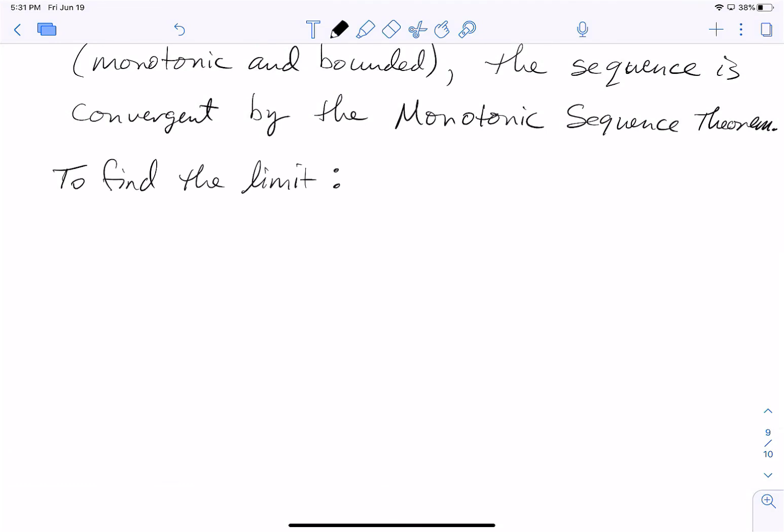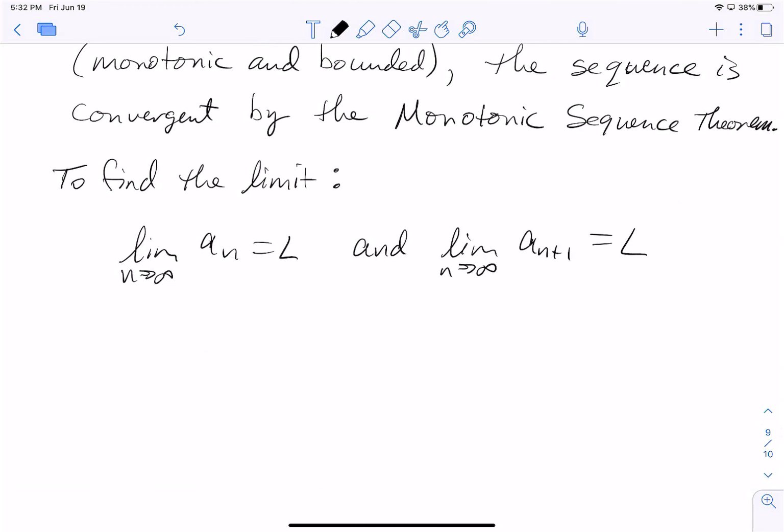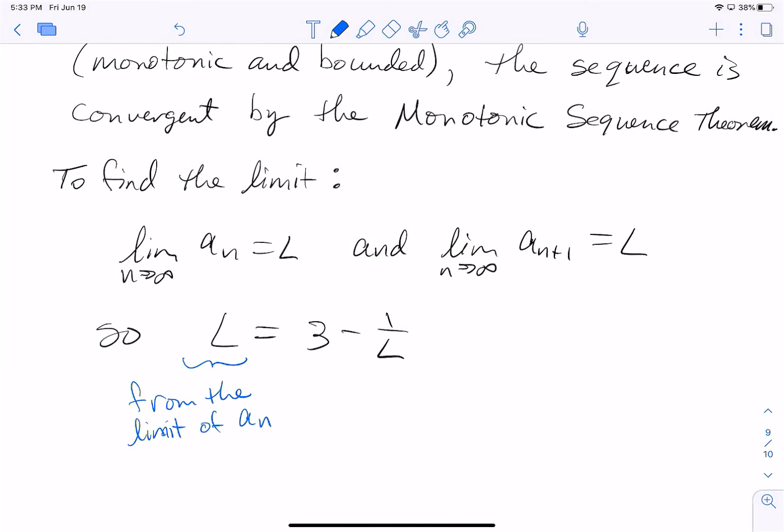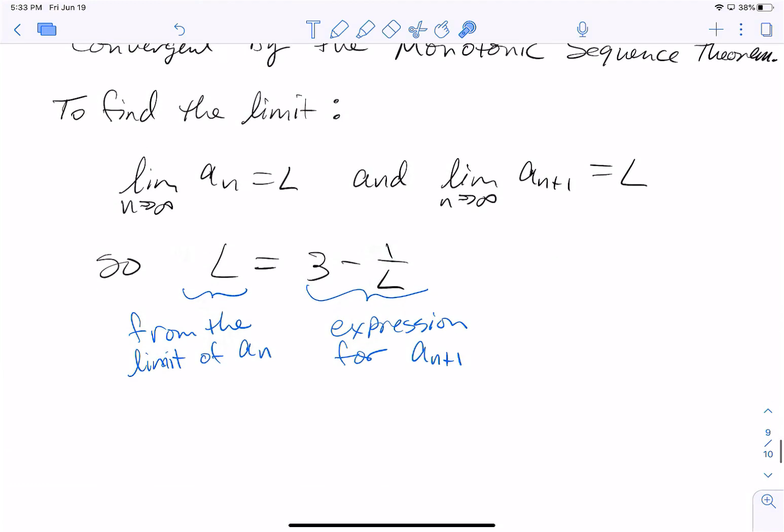To find the limit, let's call it L. So we're going to write down that the limit as n approaches infinity of a sub n is equal to L. Folks, it would also hold true that the limit as n approaches infinity of a sub n plus 1 would equal L. So L, this is going to be weird, is equal to 3 minus 1 over L. Where is this coming from? The L on the left is from the limit of a sub n. The one on the right, the 3 minus 1 over L, is the expression for a sub n plus 1. We've just plugged L, the limit, in place of a sub n.